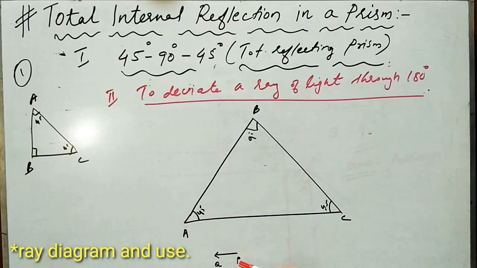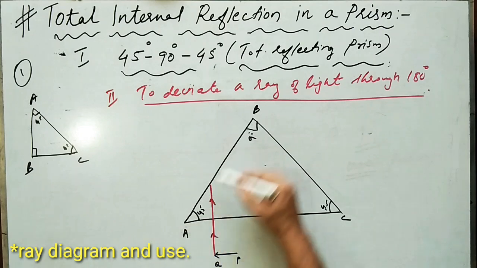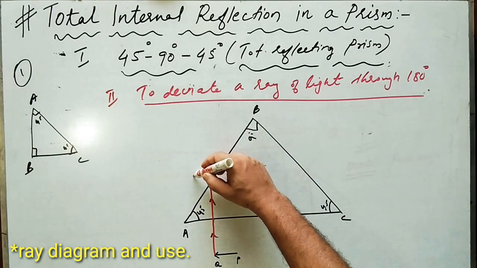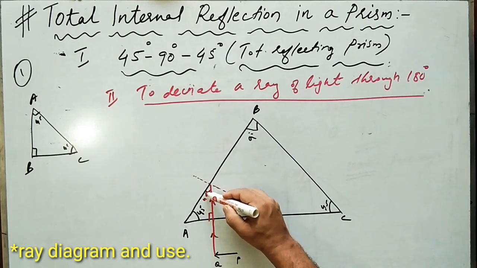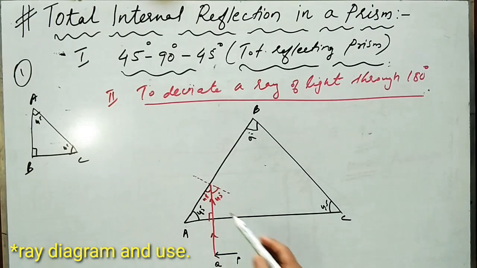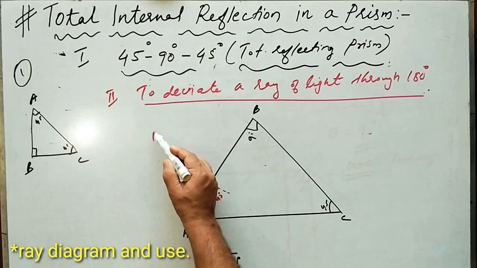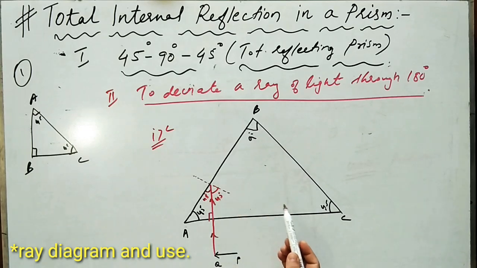So let us see how it is turning a ray of light through 180 degrees. Consider an object PQ here. A ray of light originating from Q, striking the surface AC normally, passes undeviated and strikes the surface AB. What is the angle of incidence here? Draw a normal. This is 90 degrees, and this angle is obviously 45 degrees. So the angle of incidence is 45 degrees, which is greater than the critical angle for the glass-air interface, that is 42 degrees. So as a result, what will happen?